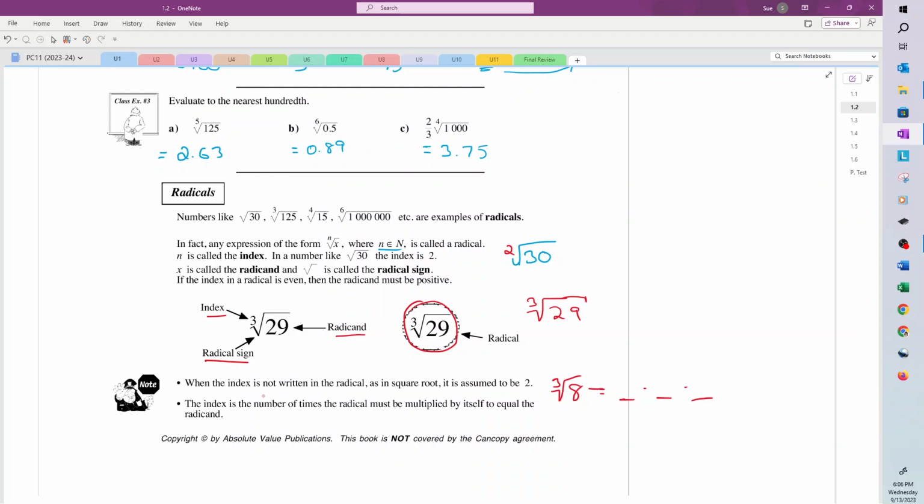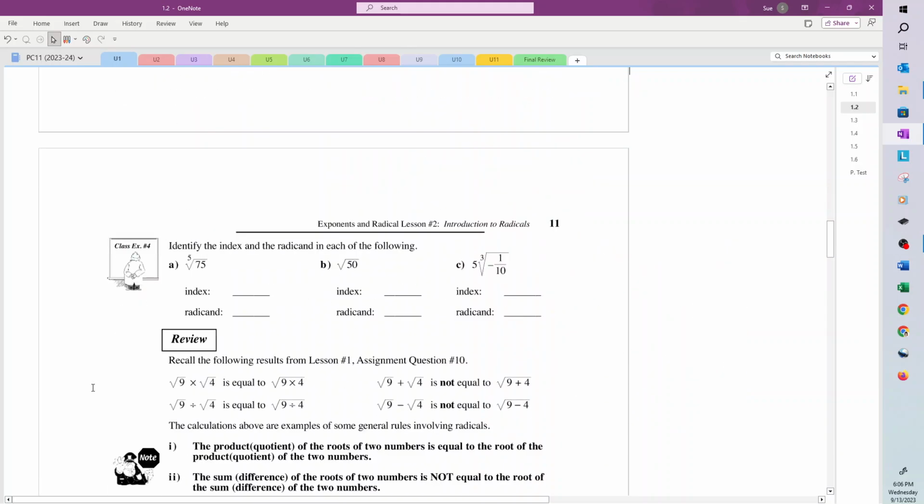Okay, actually this should be an arrow because that's not an equals, but I'm looking for 2 times 2 times 2 equals 8. So the cube root of 8 is 2. All right. Okay, one more page.